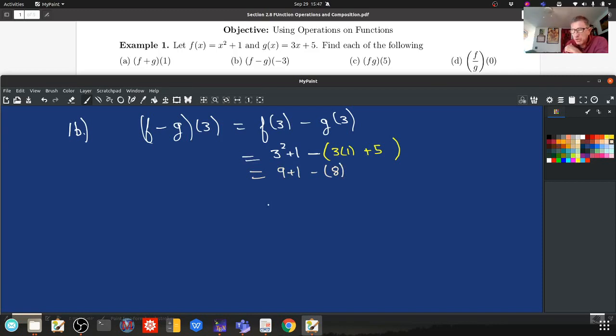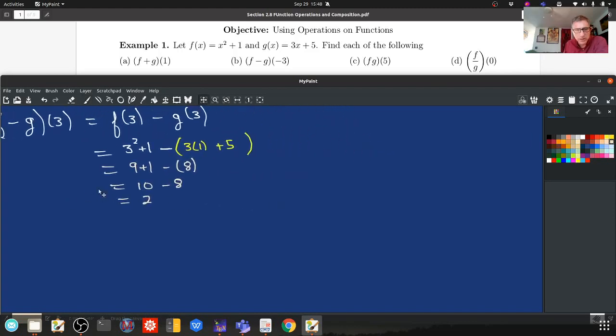So, okay, now I'm not doing what I'm supposed to do. I'm doing f minus g of 3. We'll actually go back and do f minus g of minus 3 in just a second. So that gives me 10 minus 8, which gives me 2. Now the problem literally asks us to do a different one, and it's not going to hurt. Let's do f minus g of minus 3 this time.